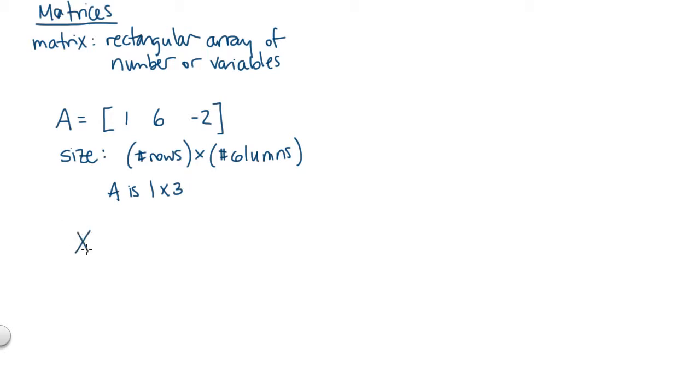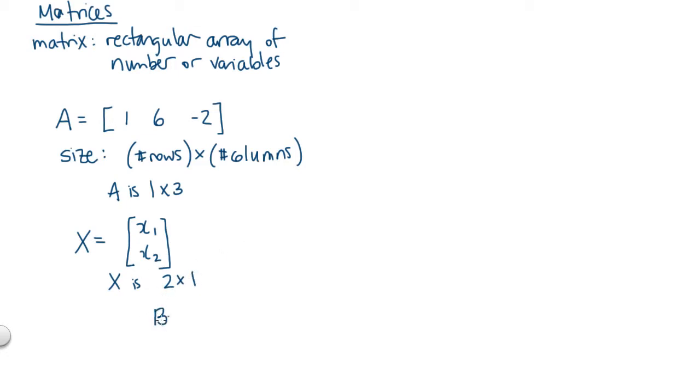Okay, our matrix may contain variables. So we might have matrix X, for example. Again, a rectangular array. This time it's got a single column, but it's got 2 different rows. So in talking about the size, we would say X is 2 by 1.